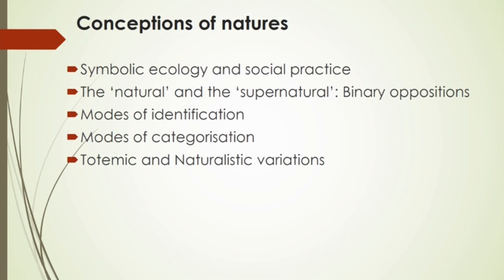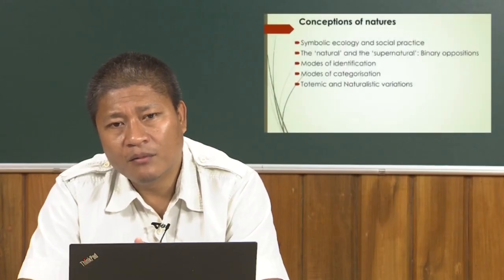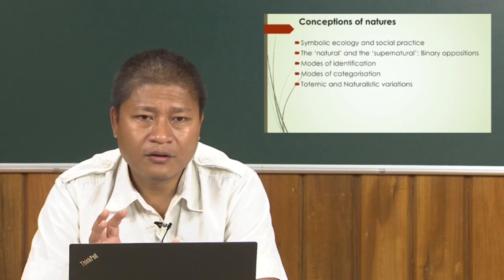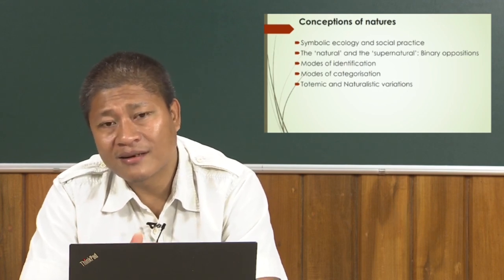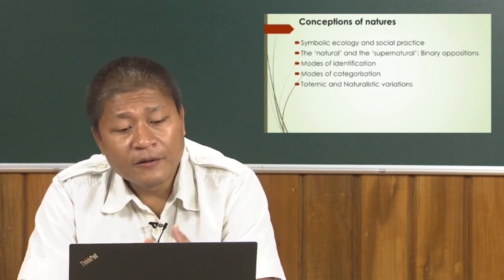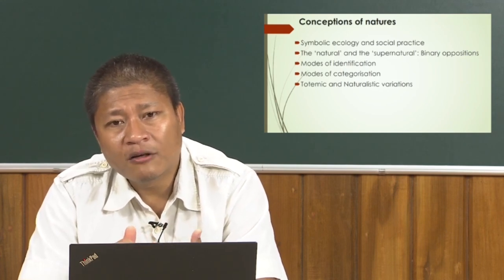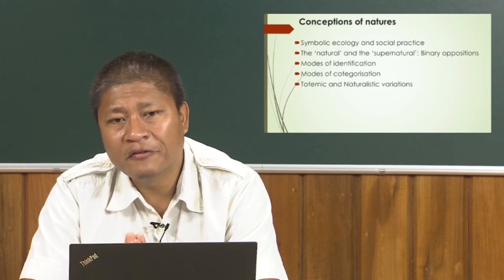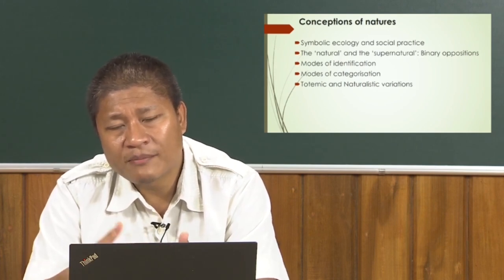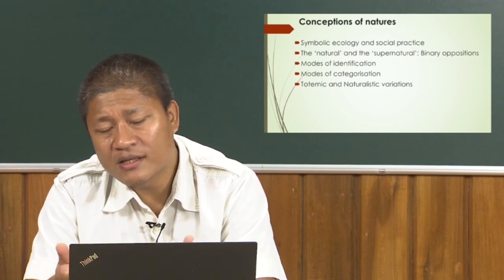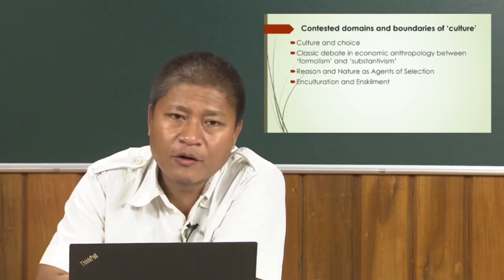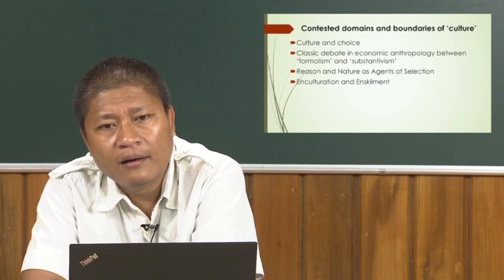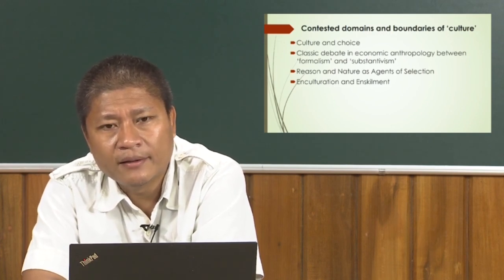Now, these conceptions of nature have evolved over a period of time, with the coming of Western rational thinking, what is also known as the Cartesian anxiety, which we had discussed. Now, this idea of the ecological relationship and the social practices of humans has evolved, and this conception has changed, and so have our attitudes and behavior towards nature. Now, as we all know, human is a choice-making species.